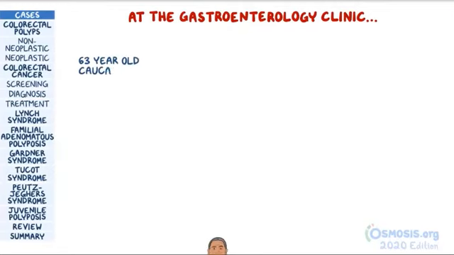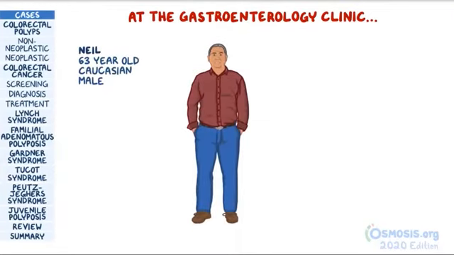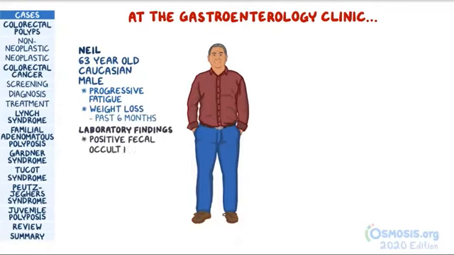At the gastroenterology clinic, there's a 63-year-old Caucasian male named Neil, who's complaining about progressive fatigue and weight loss in the last 6 months. Laboratory findings reveal positive fecal occult blood test and iron deficiency anemia.